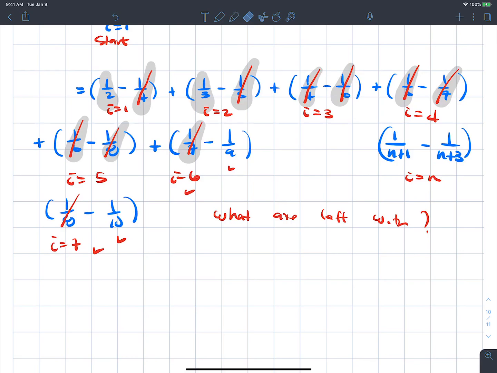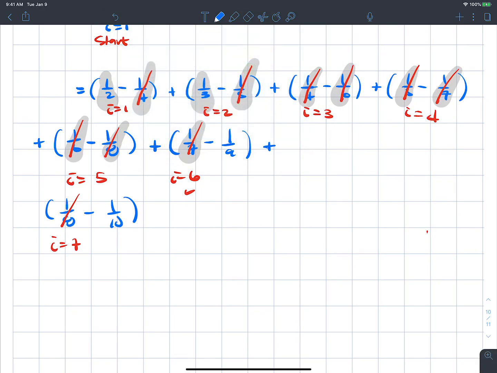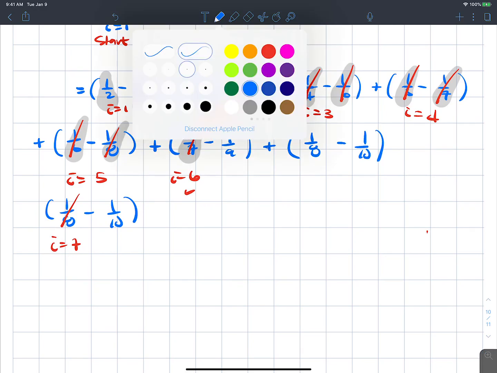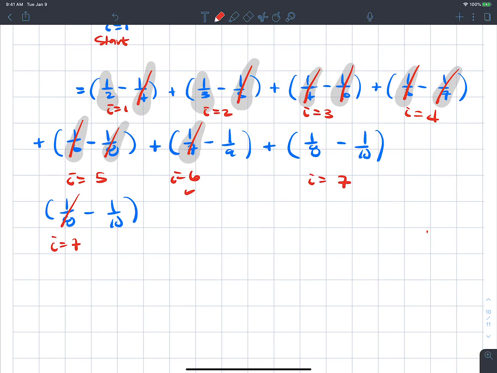Let me paint that another color here. So let me erase this here for you guys, because that's the pattern here. And I'm going to erase some of this here too, so you guys can see what I'm talking about, right? Here's what I'm talking about. I'm going to add a whole other row for you guys here, right? We have here 1/8 minus 1/10, right? And this happens when i is going to be 7. So let's see here, right? What canceled? The eighth here we talked about. So it's right here.